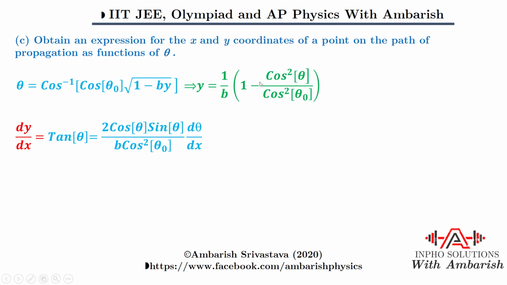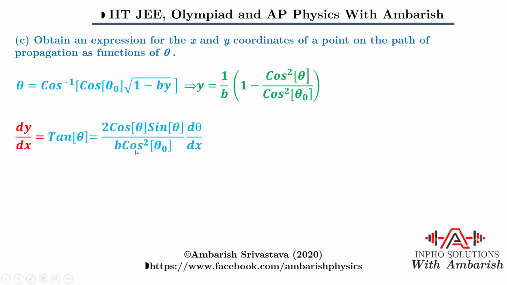So if you differentiate the right hand side, 1 by b is as it is, and 2 cos theta into minus of sin theta into another minus 1, that becomes 2 cos theta sin theta in the numerator, and of course there will be a d theta by dx because we are differentiating with respect to x. Alright, and cos square theta naught is a constant which stays as it is. Now you see, you have tan theta and d theta by dx.